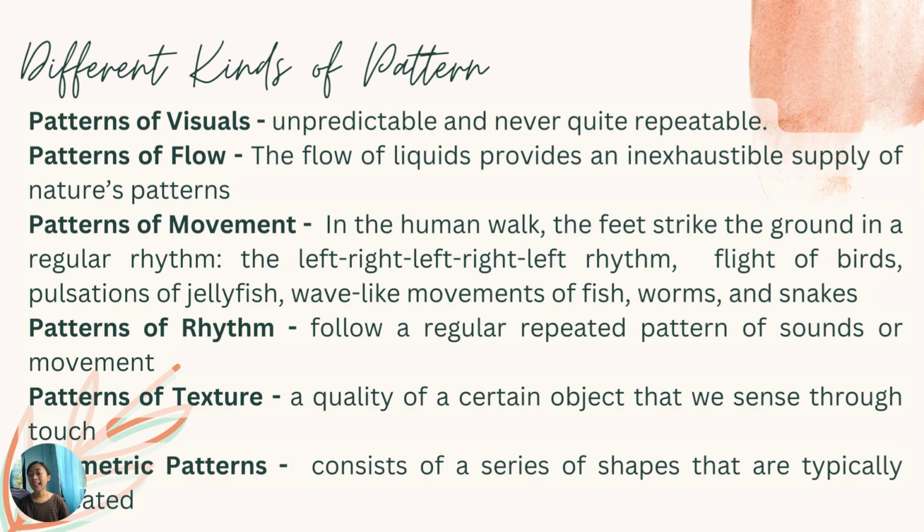Okay, different kinds of patterns. Patterns in nature are visible, regular forms found in the natural world. We learn to predict and control the future for our own advantage. And patterns of visuals, unpredictable and never quite repeatable. Ang mga yan, ang mga branches of trees, yung kidlat, the veins in our body, the leaves, the seeds.